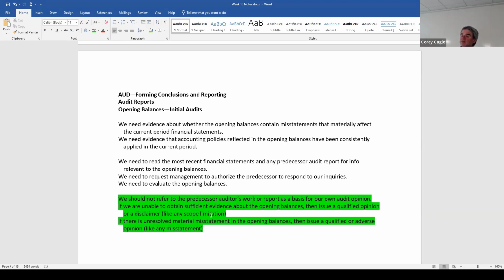If we can't get sufficient evidence about the opening balances, then we might have to qualify or disclaim, like any scope limitation. We can't audit those, maybe. So it's a scope limitation. If there's some material misstatement, then we've got a qualified or adverse opinion, like any misstatement. So there's really no new information here. It's just kind of highlighting, in case you're wondering, with opening balances, you need evidence about it. If you can't, modify the opinion. Right? That's about it.